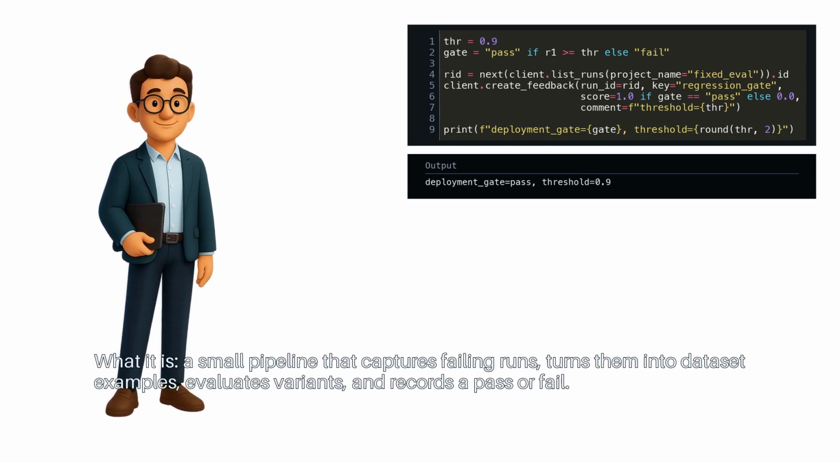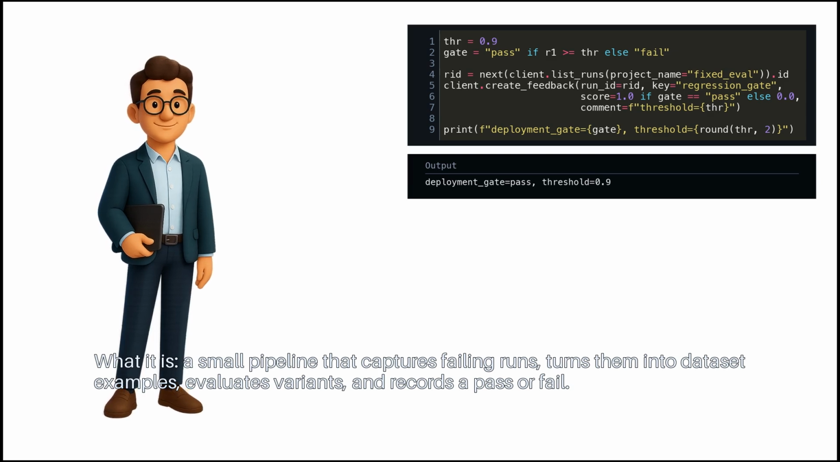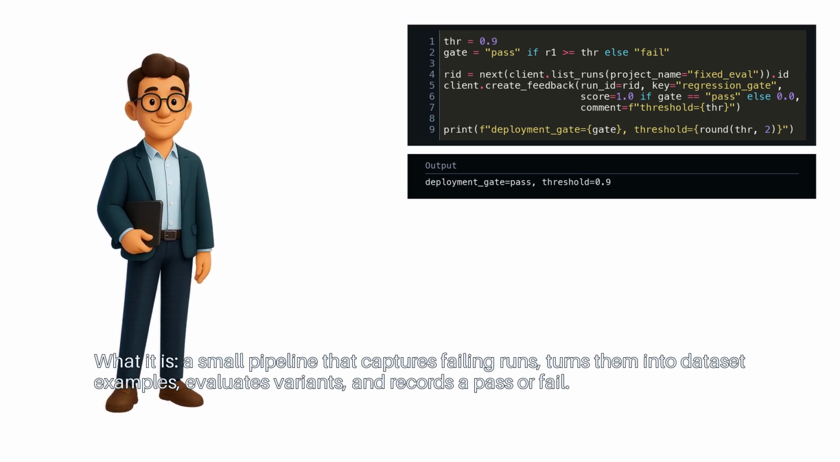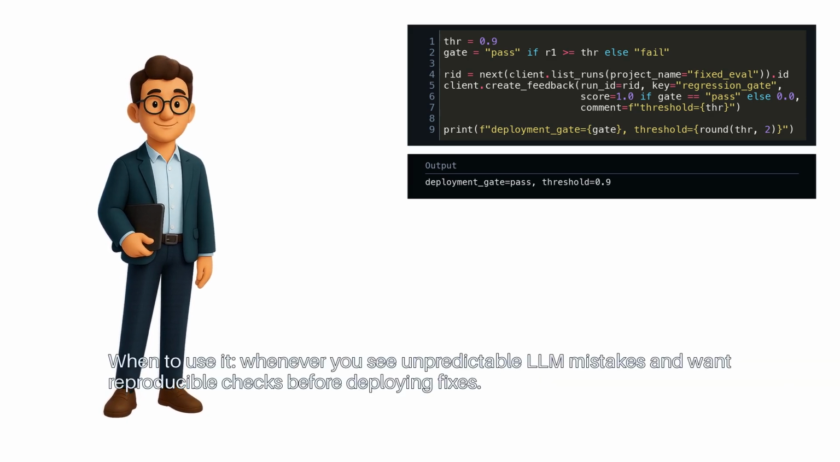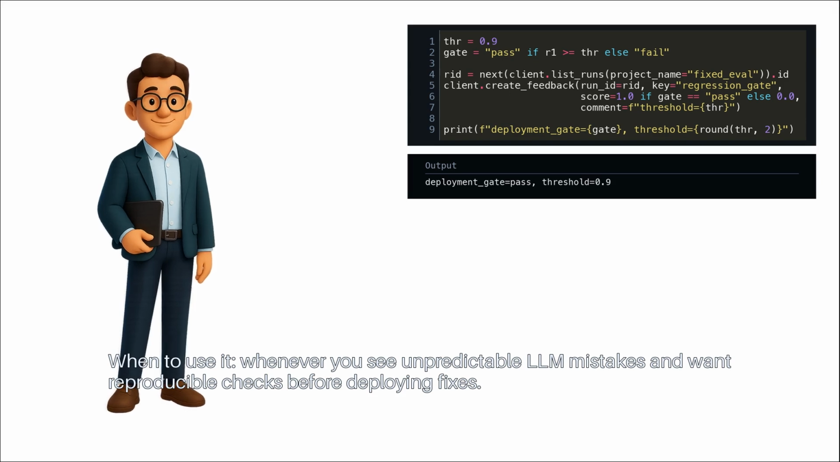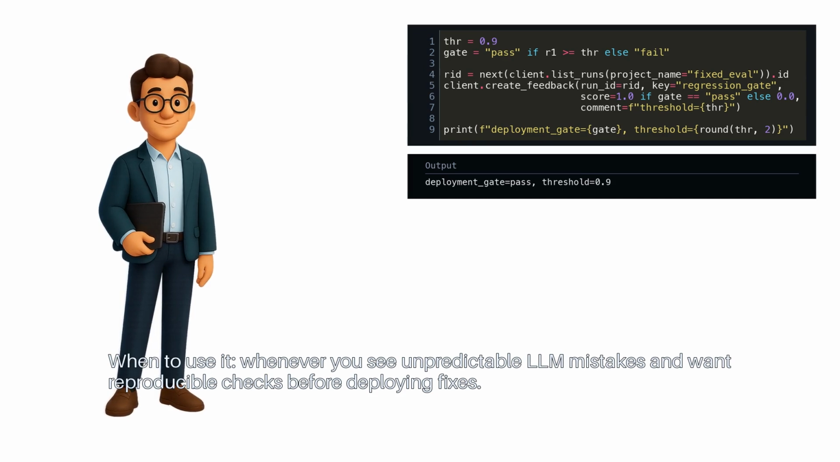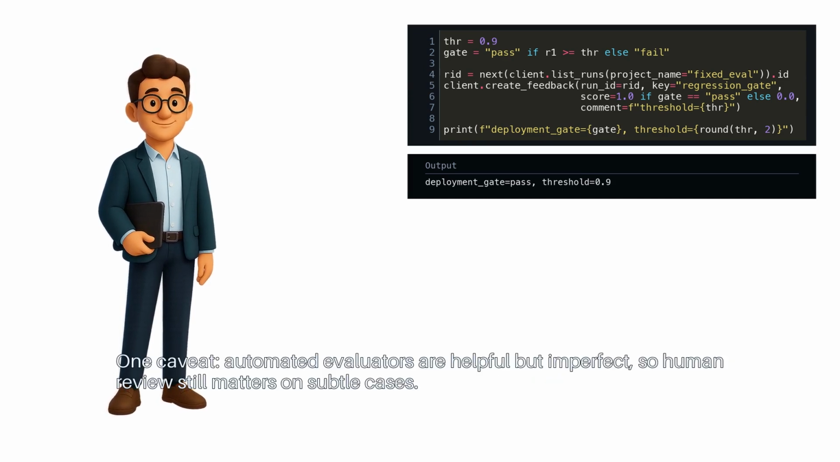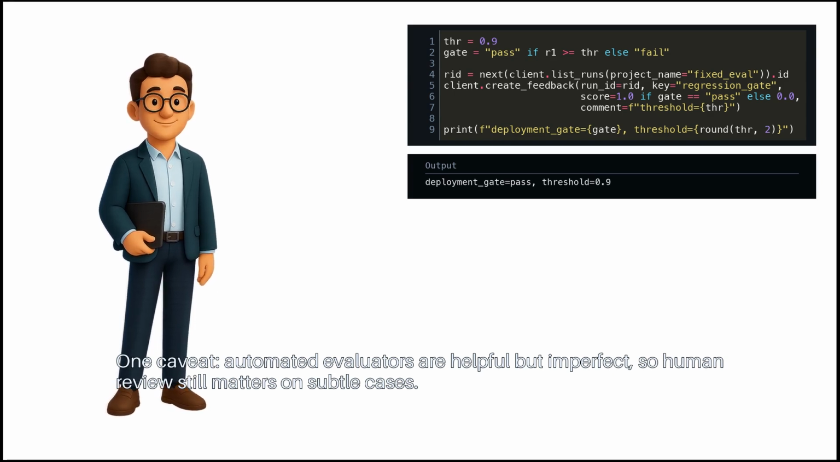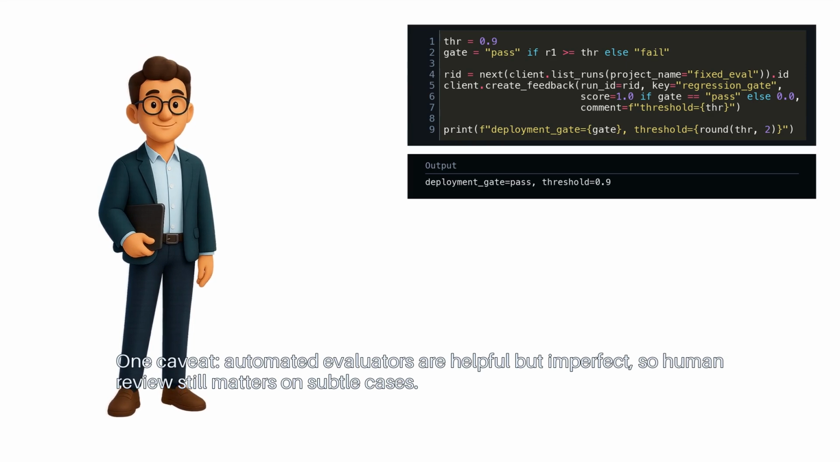Recap. What it is: a small pipeline that captures failing runs, turns them into dataset examples, evaluates the variants, and records a pass or fail. When to use it: whenever you see unpredictable LLM mistakes and want reproducible checks before deploying fixes. One caveat: automated evaluators are helpful but imperfect, so human review still matters on subtle cases.